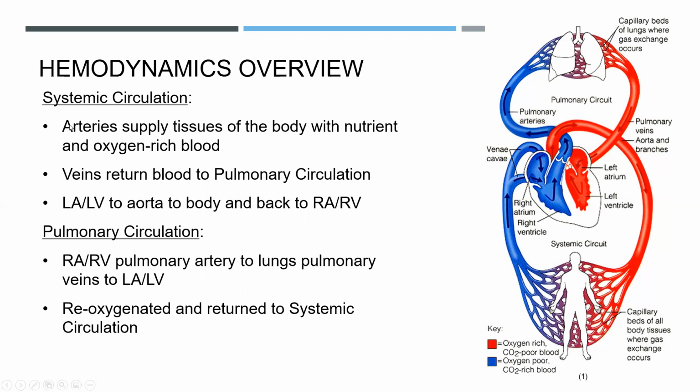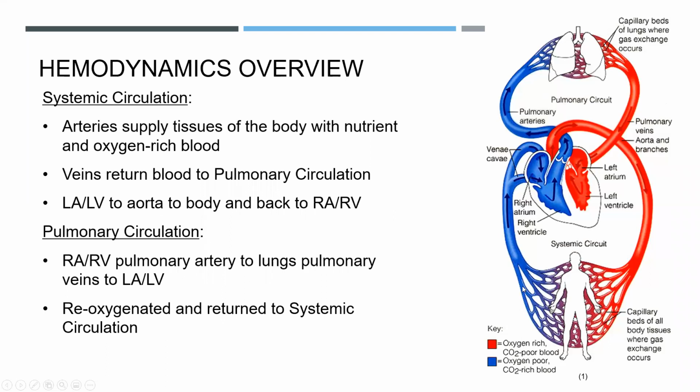We know that we have systemic and pulmonary circulation. When we are circulating blood to our body systems, we do this through the arteries. Arteries, here in the red, of course, supply tissues of the body with nutrient and oxygen-rich blood. As that oxygen-rich blood goes through the body, it will return through the pulmonary circulation. When we look at systemic circulation, blood is coming out of the left atrium, down to the left ventricle, and out the aorta to the body.